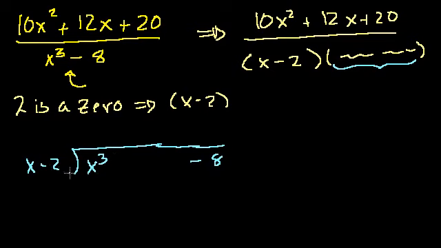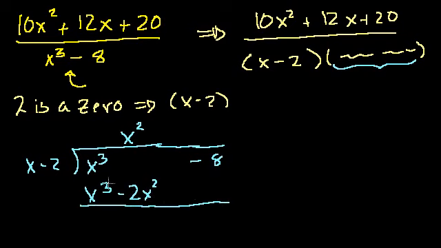So x minus 2 goes into x to the third, or x goes into x to the third, how many times? You just have to look at the highest degree terms. Well, it goes into it x squared times. I'll put it in the x squared column. X squared times x minus 2: x squared times x is x to the third, and x squared times minus 2 is minus 2x squared. And now we want to subtract that from that.